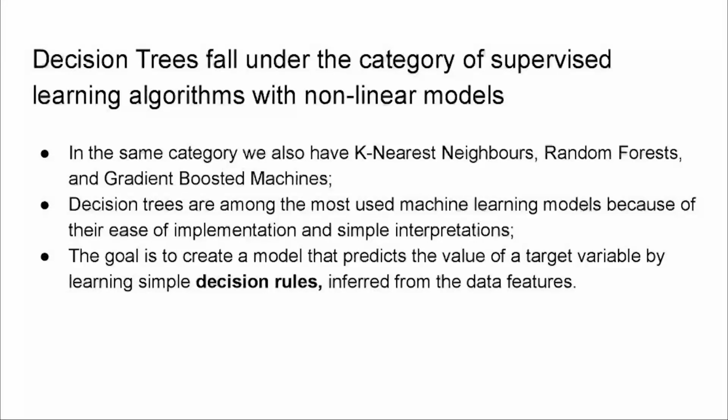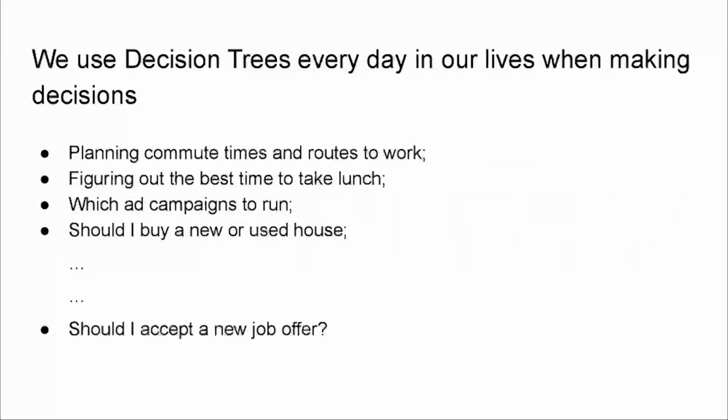The goal is actually to create a model that predicts the value of a target variable by learning simple decision rules inferred from the data features. We actually use decision trees every day in our lives when making decisions, even though we may not be realizing it. For example, when planning commute times and routes to work, we build flowchart-like tree structures in our head to conclude the best possible solution for this given problem.